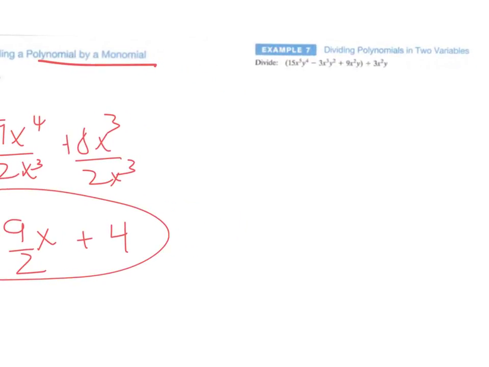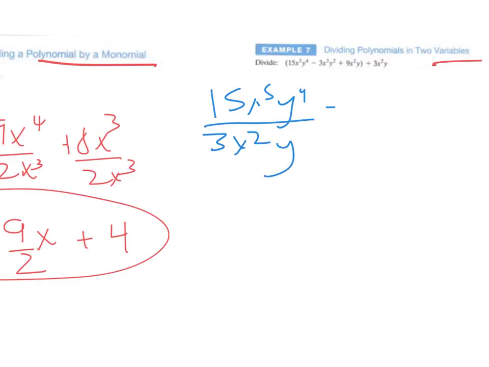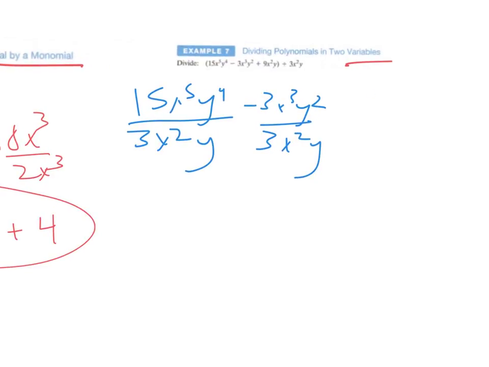Dividing with two variables doesn't change how we do the problem. We still separate each one, so 15x to the 5th y to the 4th all over 3x squared y. Then I have a negative 3x cubed y squared over 3x squared y. And then the last one here is 9x squared y over 3x squared y.